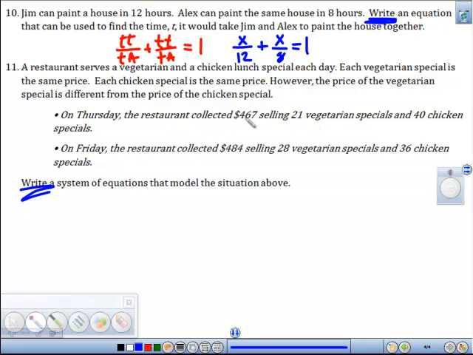So this restaurant collected $467 by selling 21 of the veggies and then 40 of the chickens. Do you see how 40 chickens plus 21 of the veggies equaled $467? So this represents an equation for this sentence. Now on Friday, let's see what's going on. They collected $484 by selling 28 vegetarians and then 36 chicken. Okay, so here is one equation, here is the other equation.